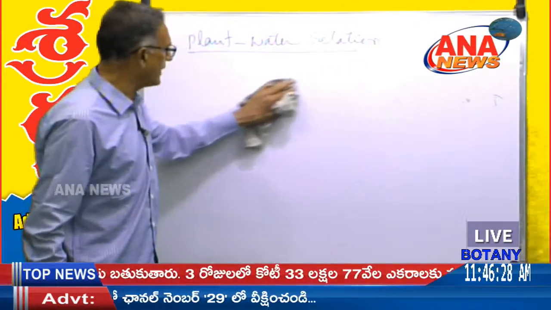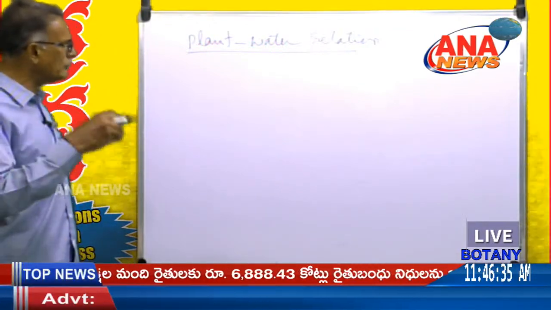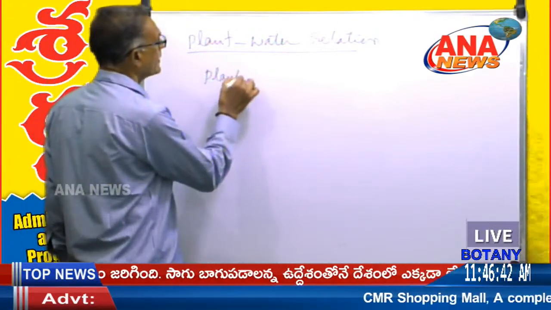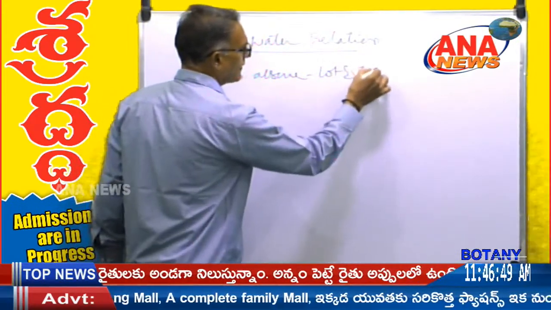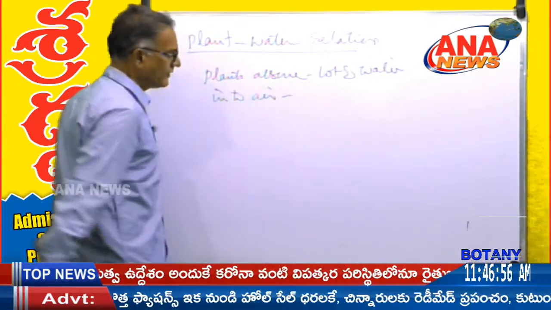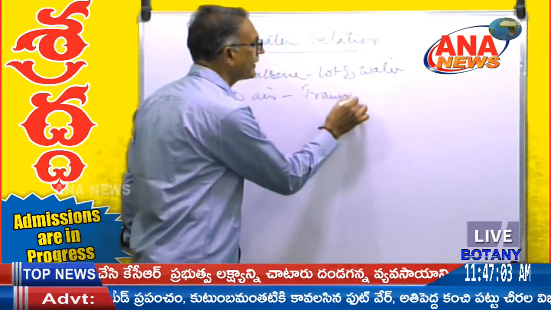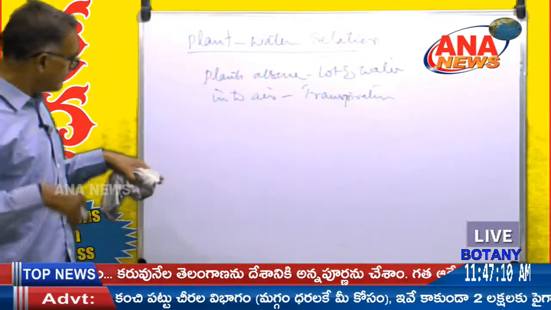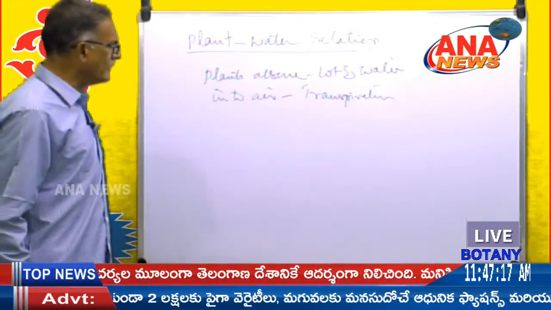In the plant parts, the plants absorb a lot of water and lose it into the air by evaporation. That is known as transpiration. The plants absorb a lot of water and lose water into the air by evaporation. The phenomenon is called transpiration.